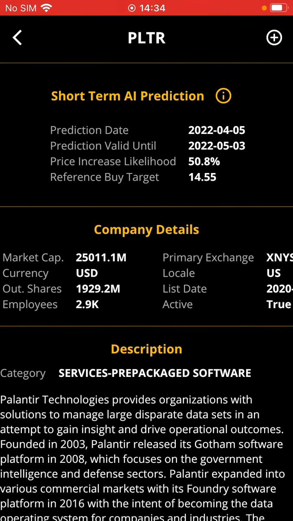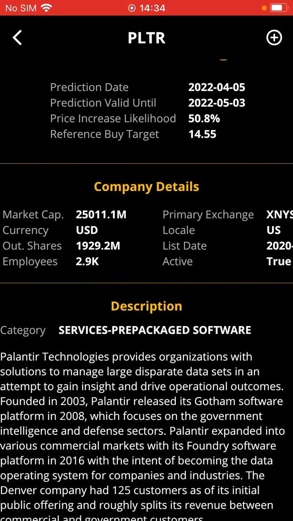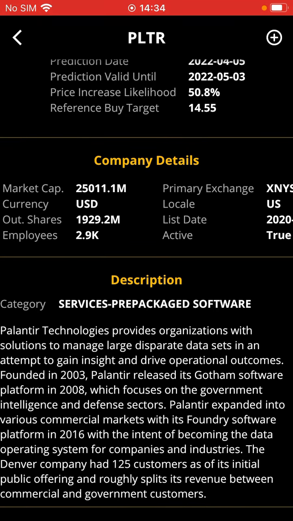And below the short-term AI prediction, you can see the company details and the detailed description of the company. So it's a services prepackaged software company, as you probably already know.